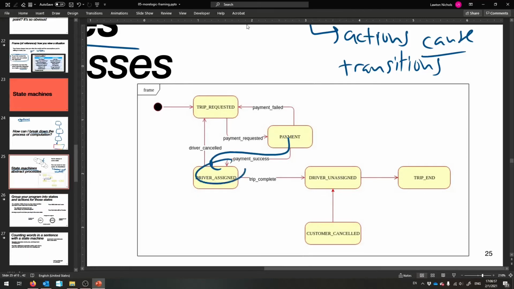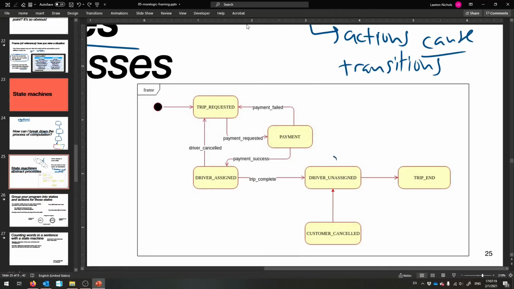If the payment works, a driver gets assigned to you. They'll come pick you up. If the driver doesn't like your rating or something, they will cancel and you're back in this state. So you see how you can play this game, and you can write any kind of process in terms of a state machine. Hopefully that's not too bad. So now a driver has been assigned to you, and you're going to take the trip, and eventually the trip is going to be complete.